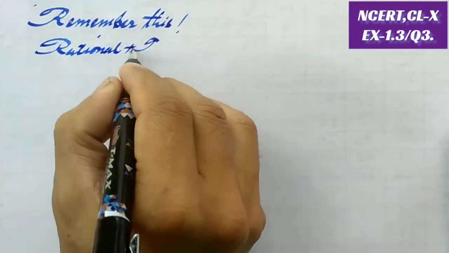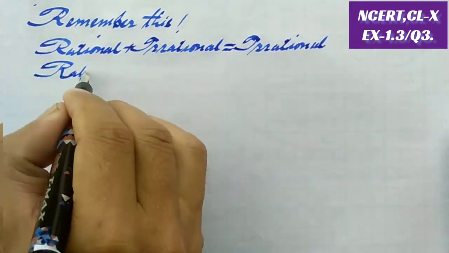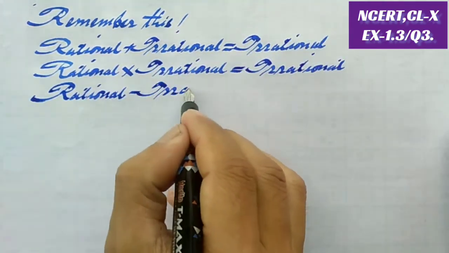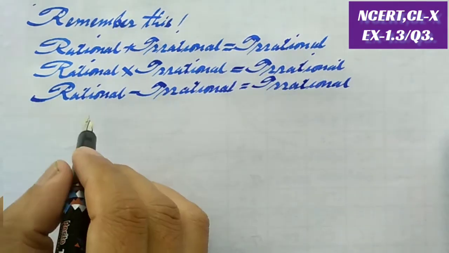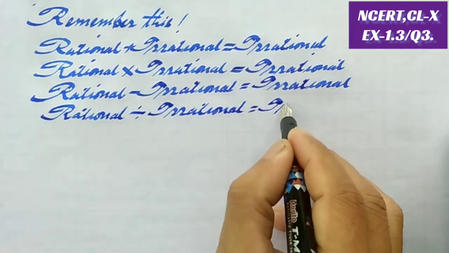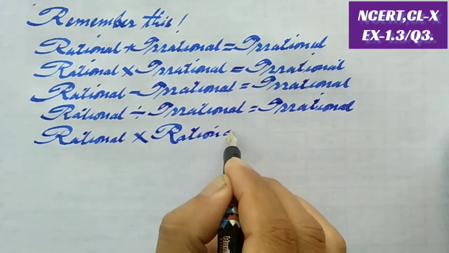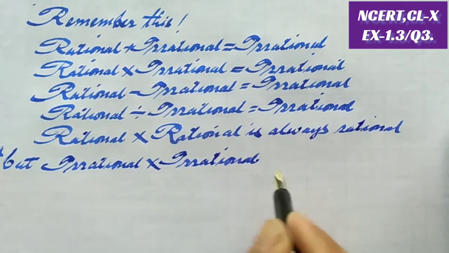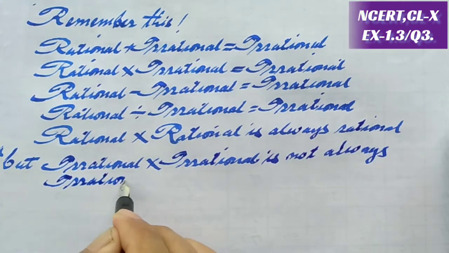Remember this: rational plus irrational will give you irrational. Rational into irrational will give you irrational. Rational minus irrational or irrational minus rational will give you irrational. Rational divided by irrational or irrational divided by rational will give you irrational. Rational into rational is always rational, but irrational into irrational is not always irrational.